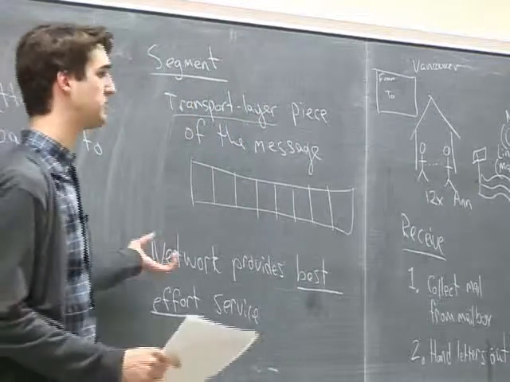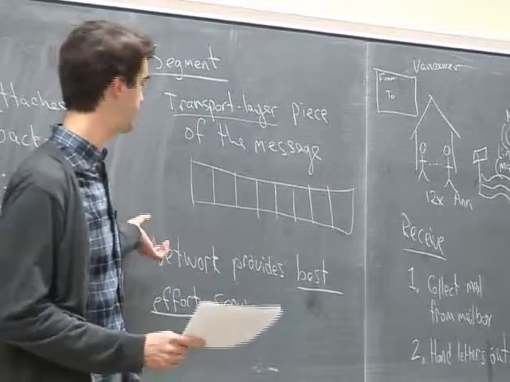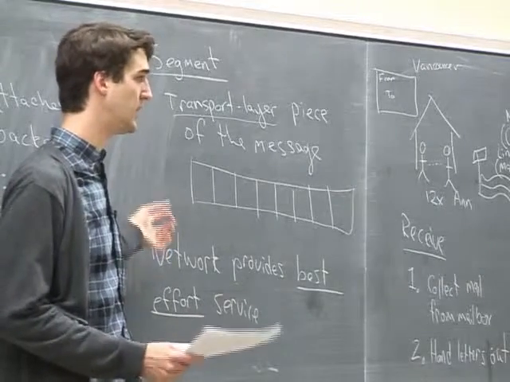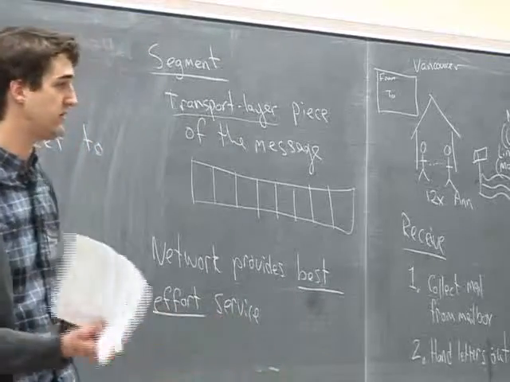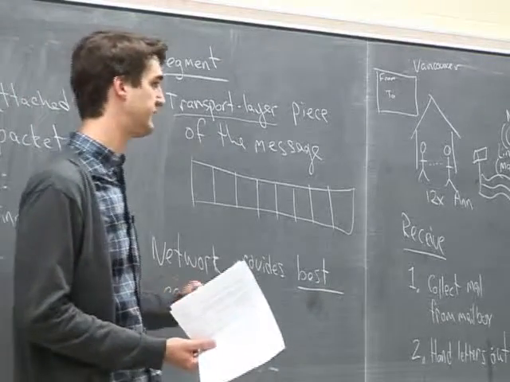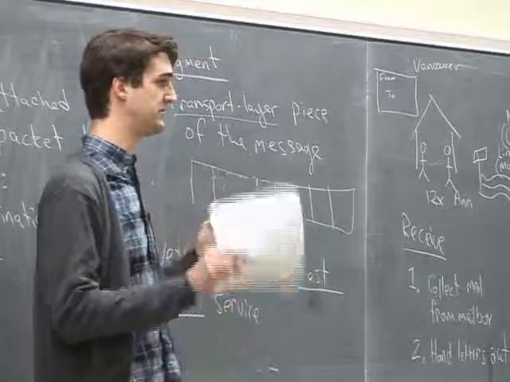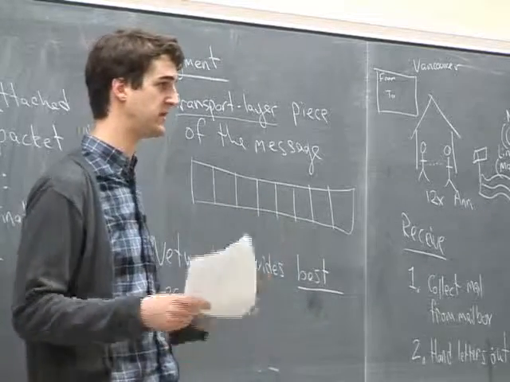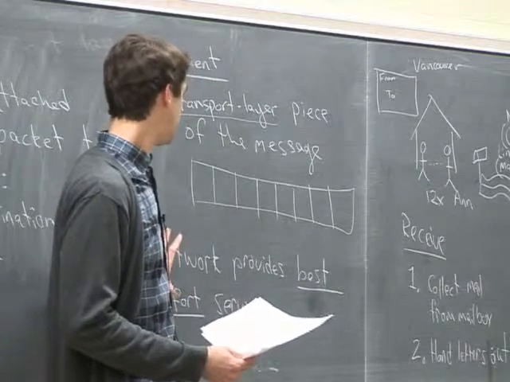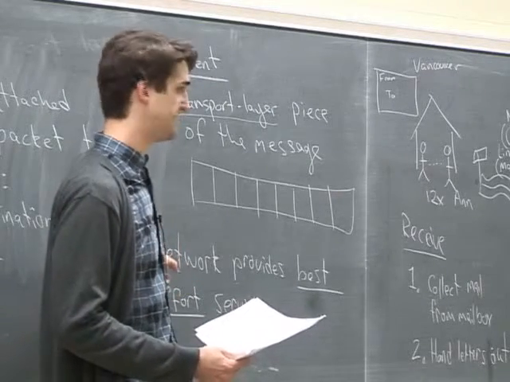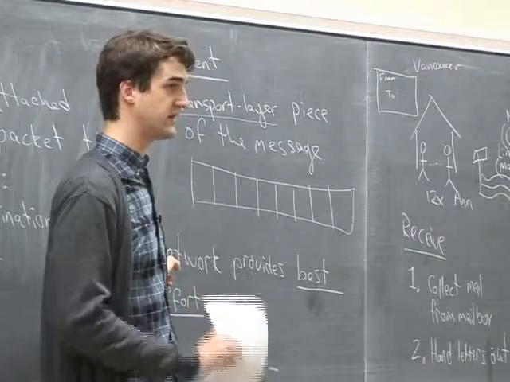Meaning that the network will try really hard to deliver your message for you. However, it doesn't make any sort of guarantees. It may lose your message, it may be delayed for a very long time. If you send multiple messages one after another, they may come in different orderings, and so on. And that's because the network layer only provides these best effort guarantees, all right? It is not a guaranteed service.